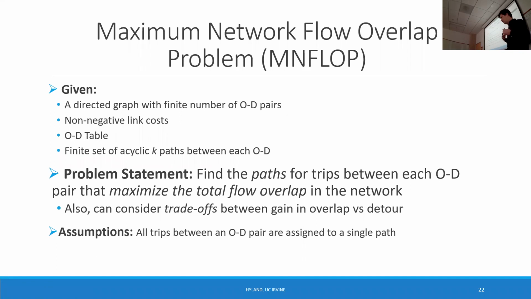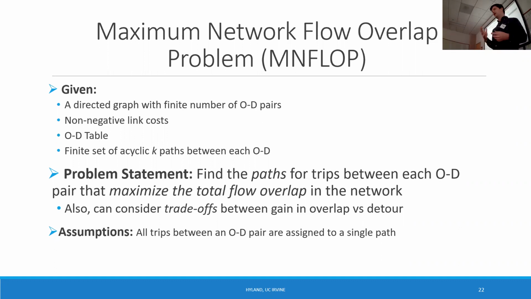Okay. So what we've talked about so far is really just thinking about a single traveler going between a single OD pair, which is great. That's what we're building up from. But ultimately, the problem we're trying to solve is how to maximize total or cumulative flow overlap in the entire network, right? By changing everyone's paths.